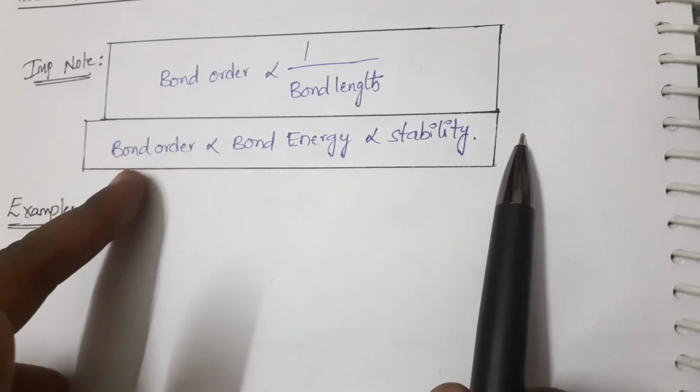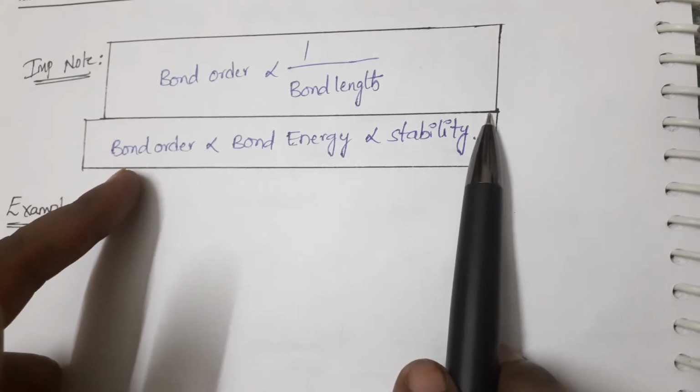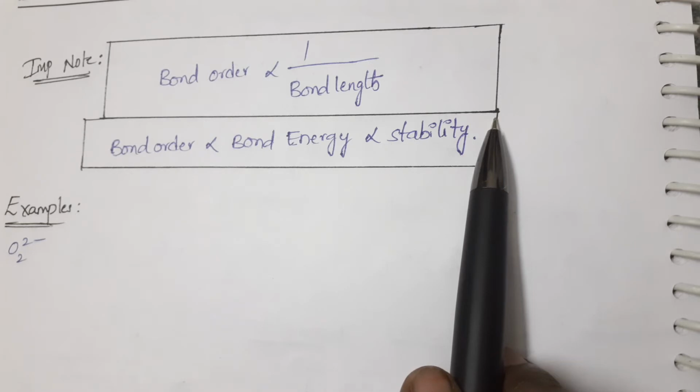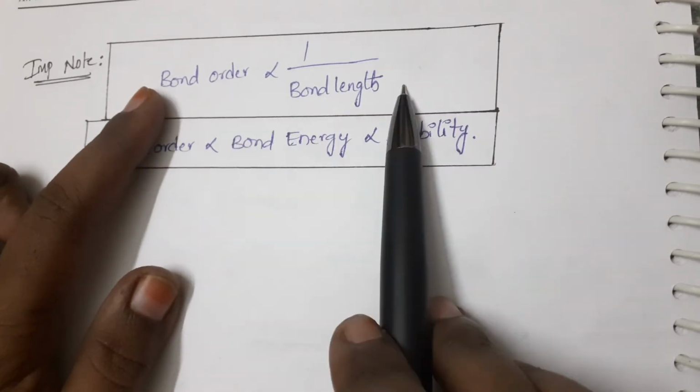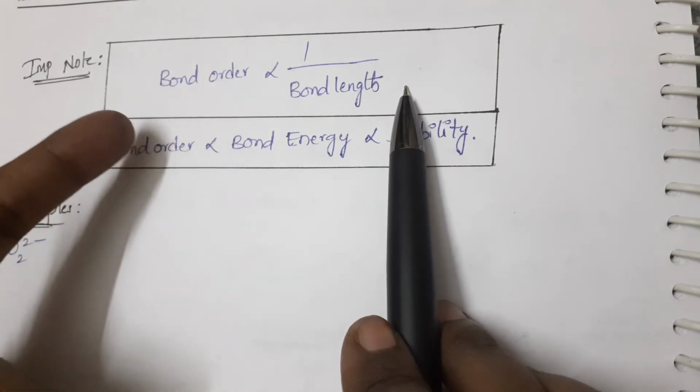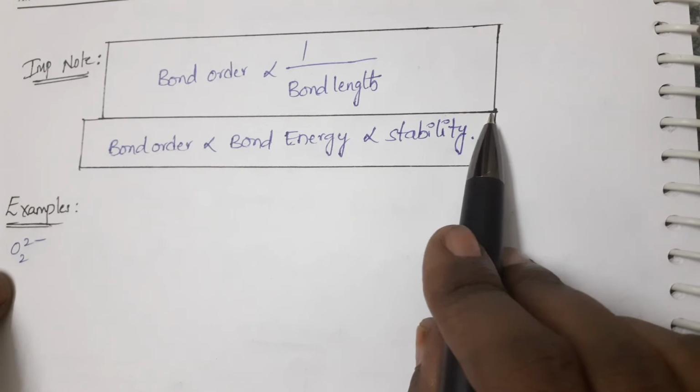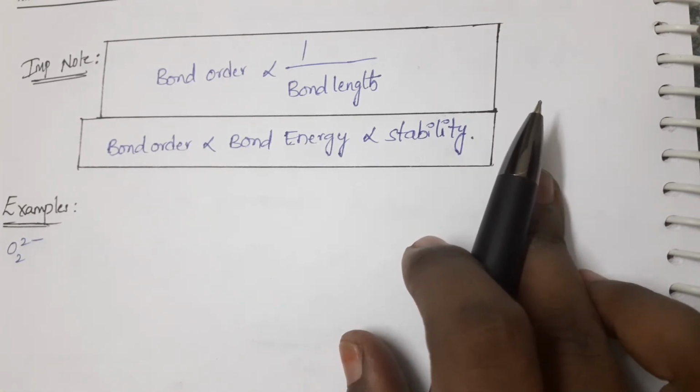If bond order is more, then stability of that diatomic molecule is more. If the bond order is less, then the stability of the diatomic molecule is less. Bond order is high, then bond length is low. If the bond order is increasing, then bond length is going to decrease. So note down these two formulas, very important. Let us move to some examples.